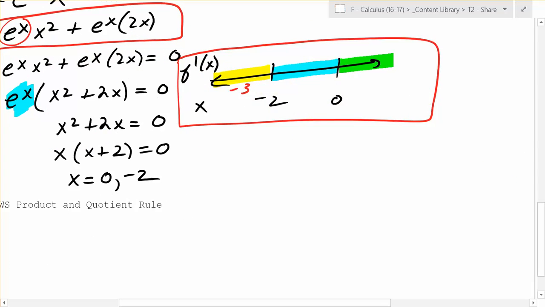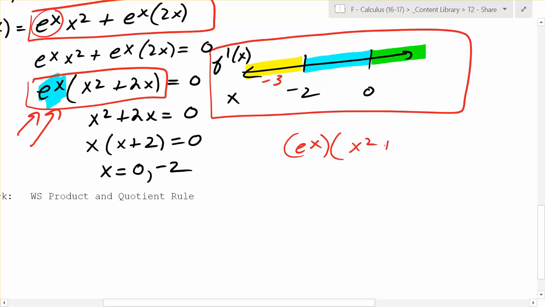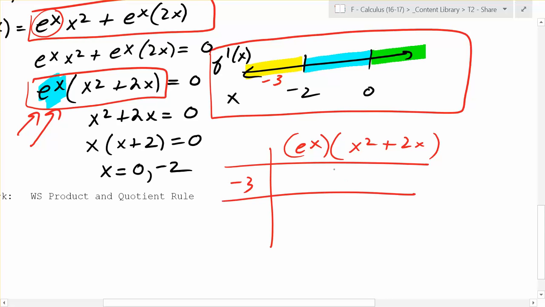So let me show you the nice way of doing this. Do you see this right here? This is the derivative. Do you agree? Yeah. e to the x and x squared plus 2x. What number are we testing? -3. Well, that's positive. Do you agree when you plug in -3 into e to the x it's positive? It's 1 over e cubed.